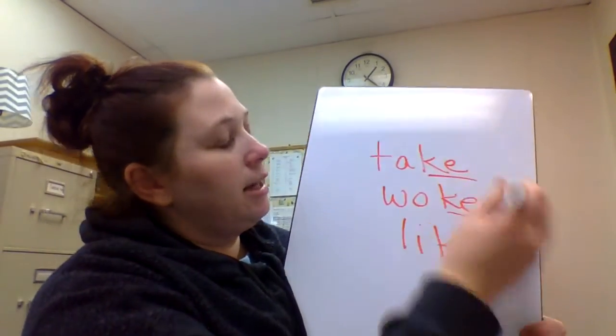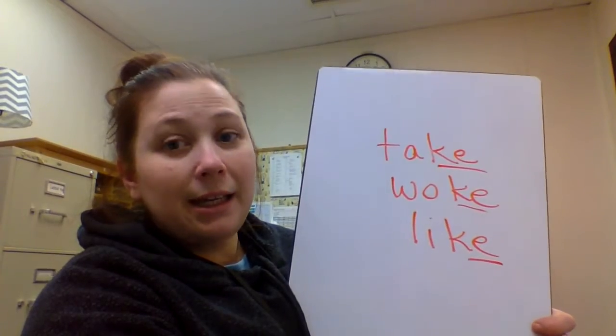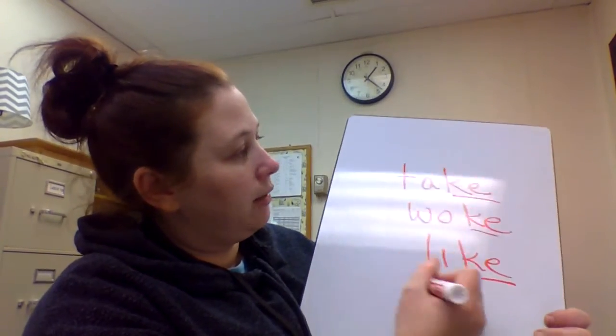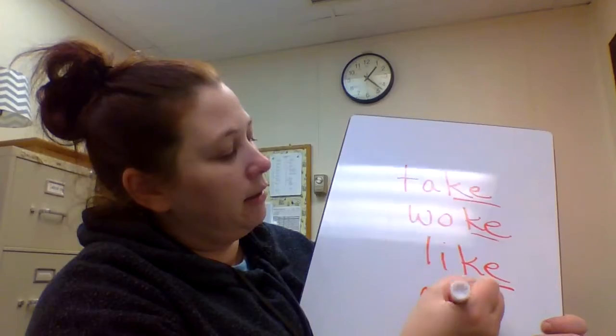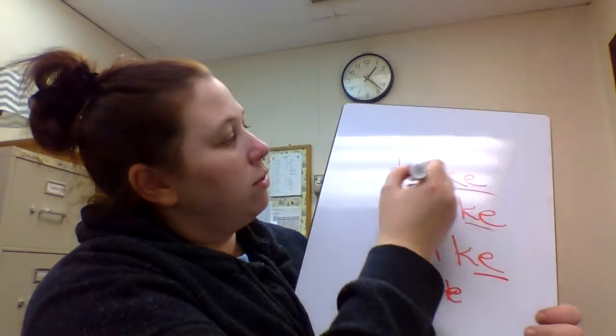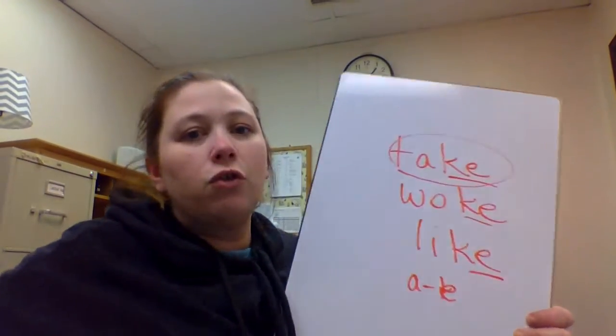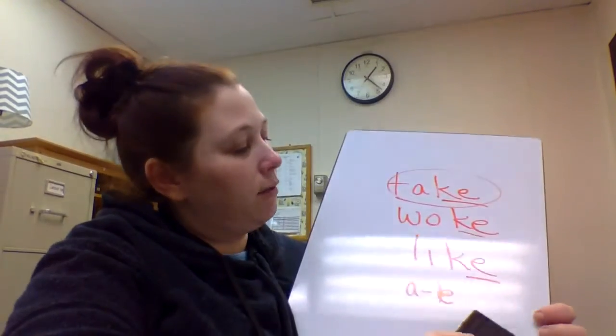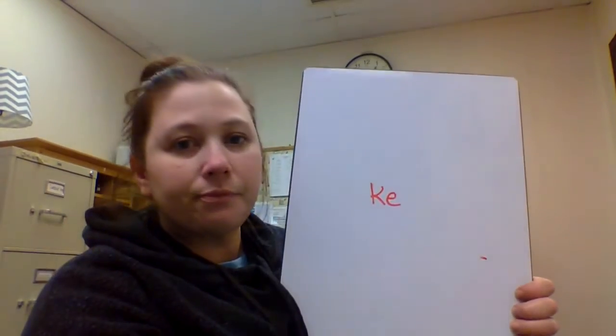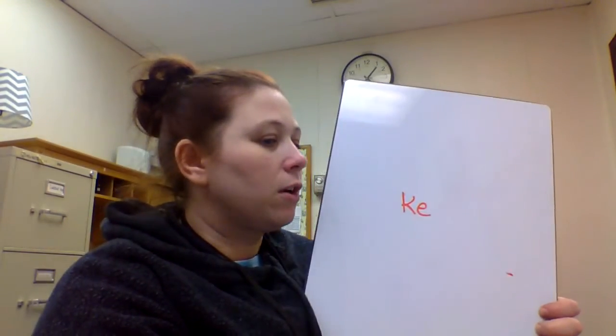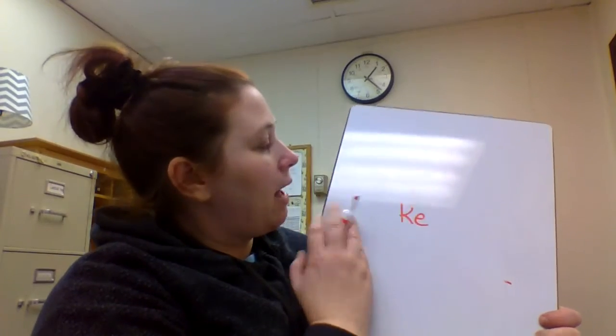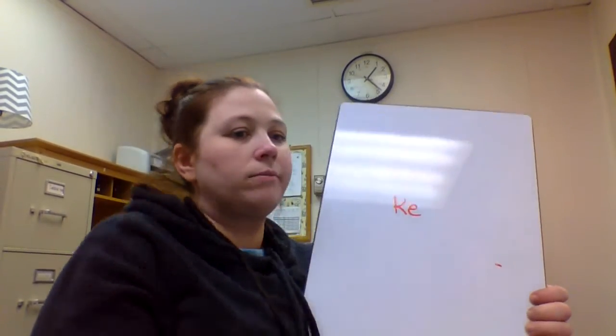It's K-E. So K-E, although this follows, like here it follows the A consonant E rule up here, this is just a new way to spell K at the end of a word. And so this way is K-E, right? All right, and the E makes the vowel sound long.